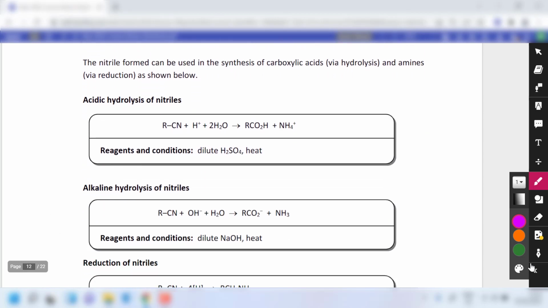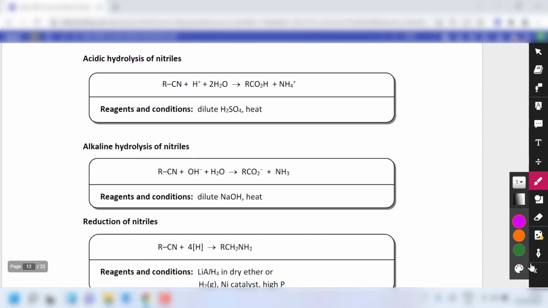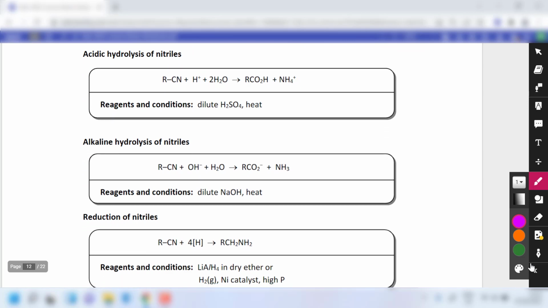The reason why nitriles are important intermediary products is because, number one, I can perform both acidic and alkaline hydrolysis to give me carboxylic acid and its corresponding carboxylate salts. These are the two very important reactions which you should know, and it's not too difficult to remember their reagents and conditions. Simply heat with dilute sulfuric acid for the acidic hydrolysis, or for alkaline hydrolysis, heat with dilute sodium hydroxide. I think the product should be quite obvious.